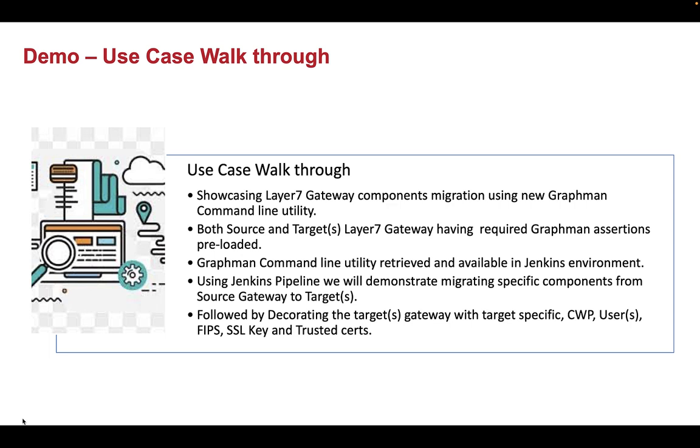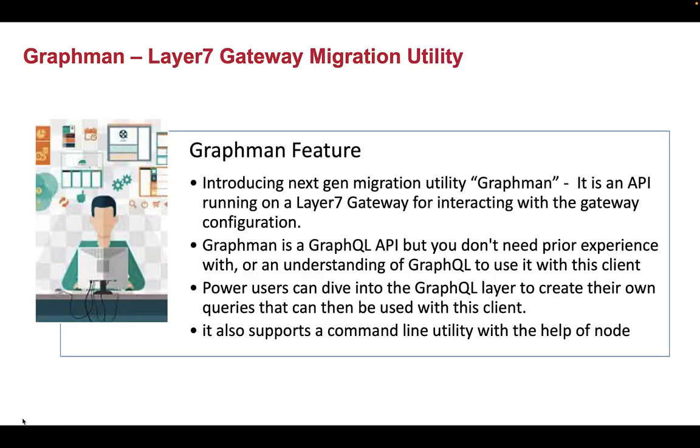While I do this, I also want to highlight there are some prerequisites. Both the source as well as target API gateways need to have the Graphman assertion preloaded, and we should also be ready with the Graphman command line utility retrieved and available. Now, a few sentences on the Graphman feature.